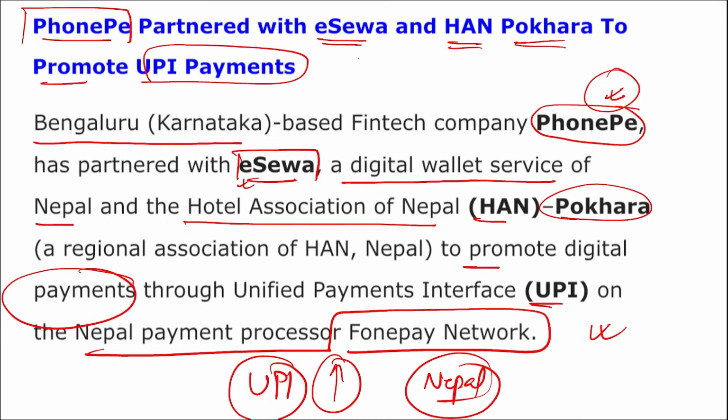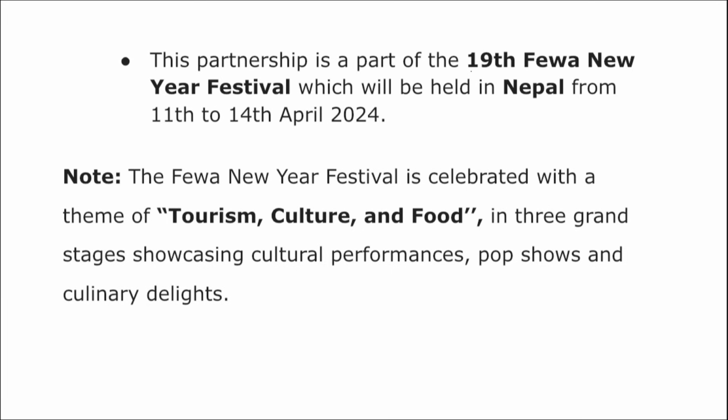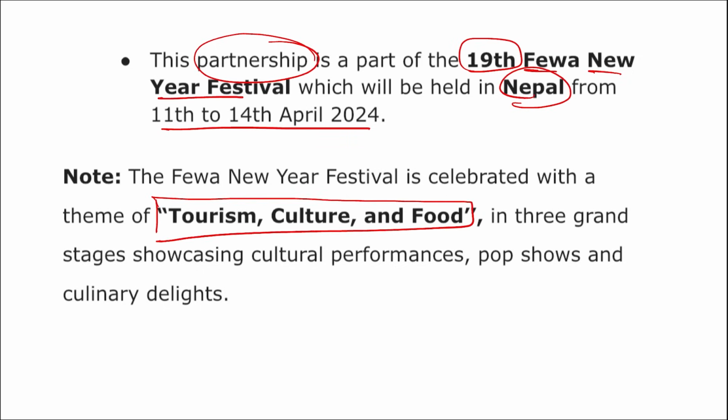And this partnership is a part of the 19th FEWA New Year festival that was held in Nepal from 11th to 14th of April. This FEWA New Year festival, correct, is celebrated with a theme that is tourism, culture and food. I repeat, tourism, culture and food. It was observed in Nepal from 11th to 14th of April. This partnership was a part of it, and this is the theme that you need to remember: tourism, culture and food.